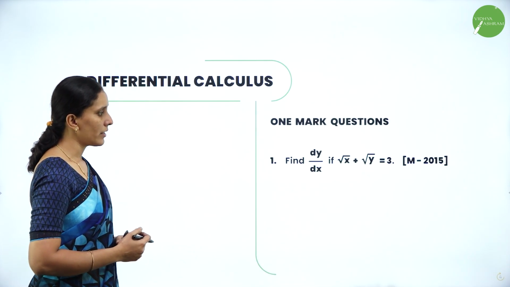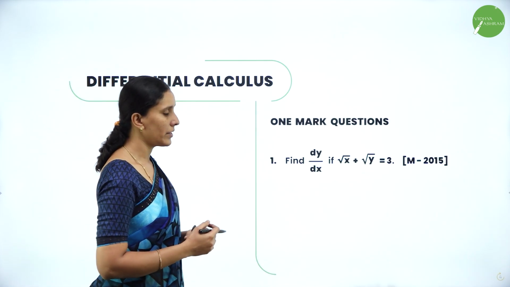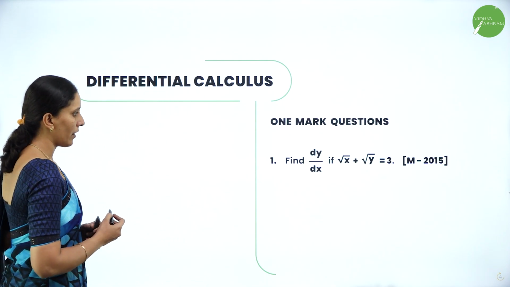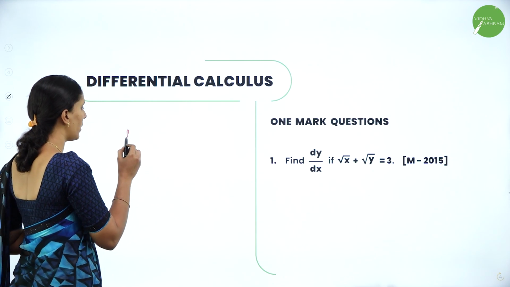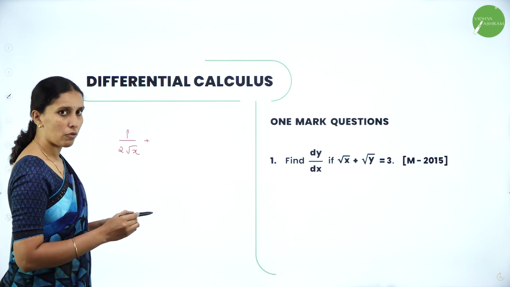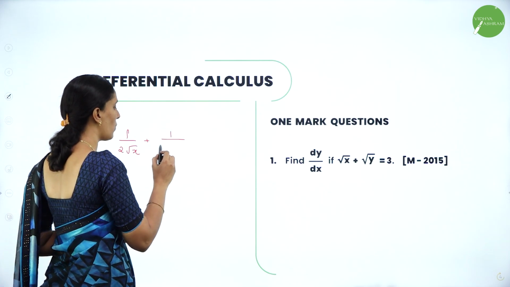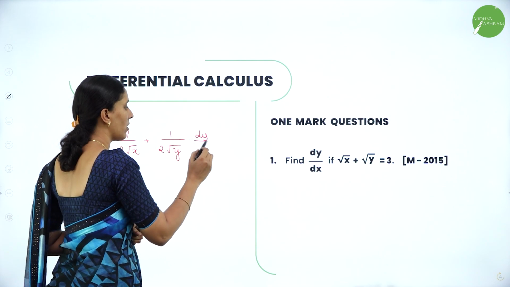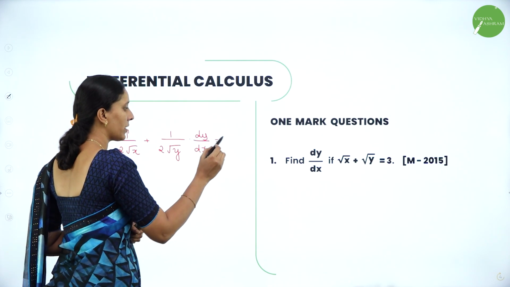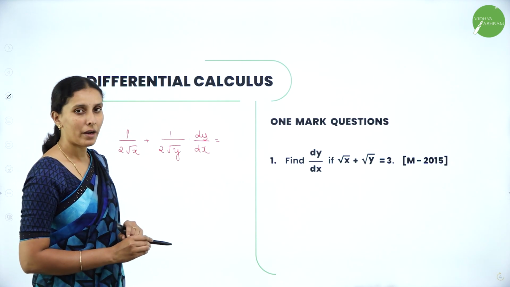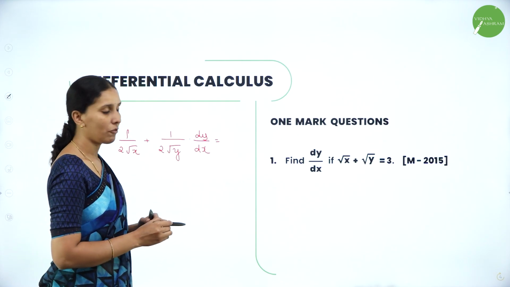Find dy by dx if root x plus root y is equal to 3. So this is an implicit function. Let us differentiate it. So what is the derivative of root x? It is 1 divided by 2 root x. And what is the derivative of root y? That can be written as 1 divided by 2 root y with dy by dx. When you are differentiating y with respect to x, you need to differentiate the function and write dy by dx along with the derivative of y.